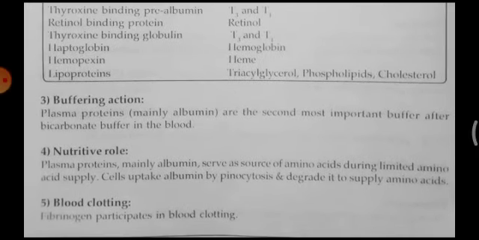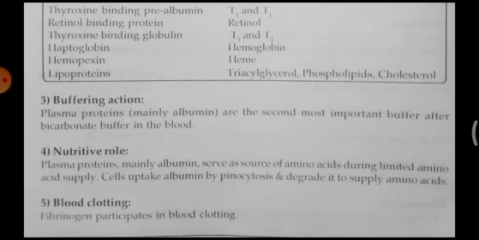Along with the transport function, some plasma proteins have buffering action. Plasma proteins, mainly albumin, are the second most important buffer after bicarbonate in the blood, which maintains the pH, and also pH homeostasis is maintained by buffering action.